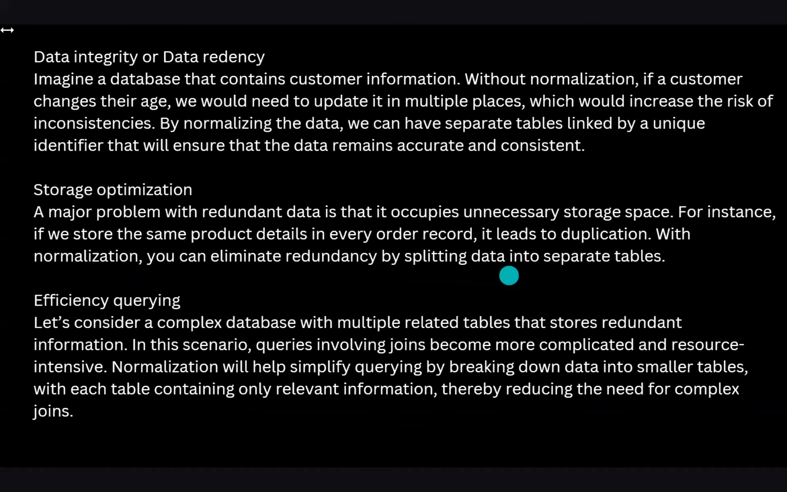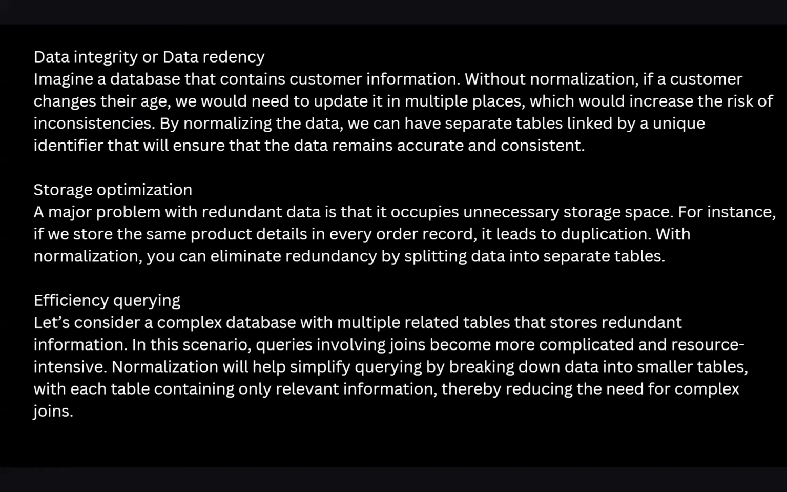There is a concept called data integrity. Imagine a database contains customer information without normalization. If a customer changes the age, we need to update it in multiple places, which increases the risk to data. So what is data integrity? Rather than storing data in a single table, we store data in multiple tables. Why? If we store the data in multiple tables, we can reduce the anomaly problem. We'll discuss this in the next slides. Next, storage optimization. Next, query efficiency.